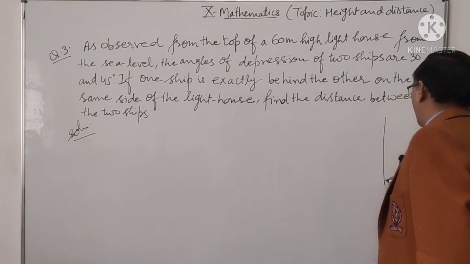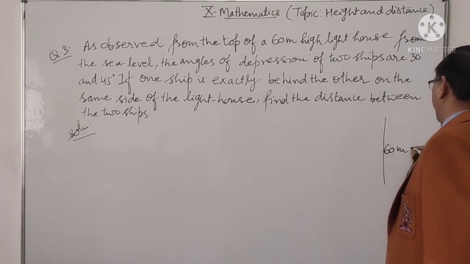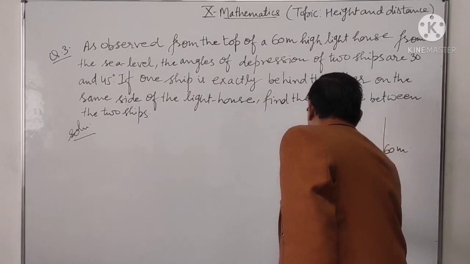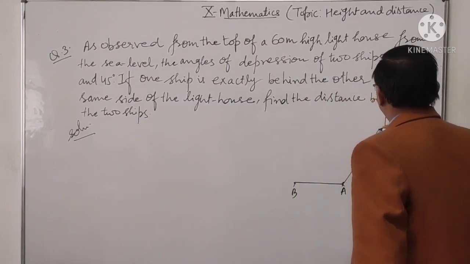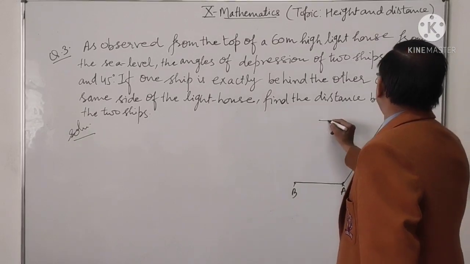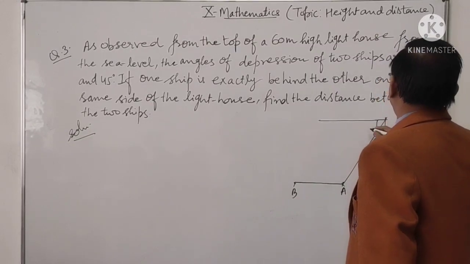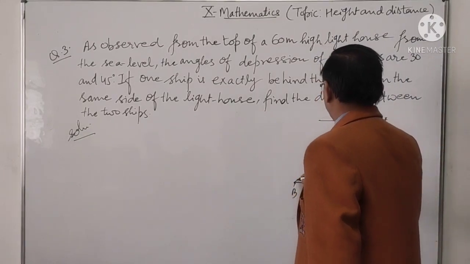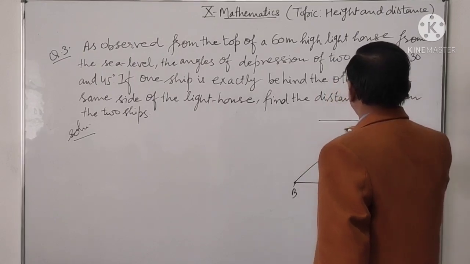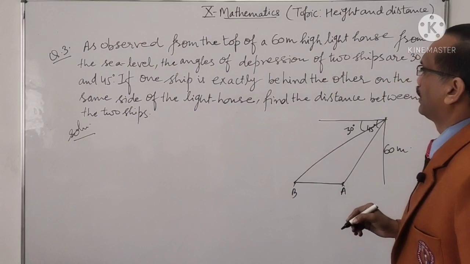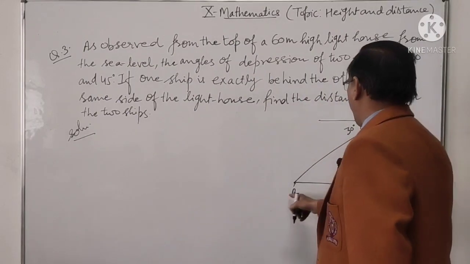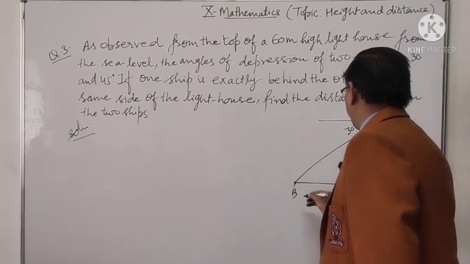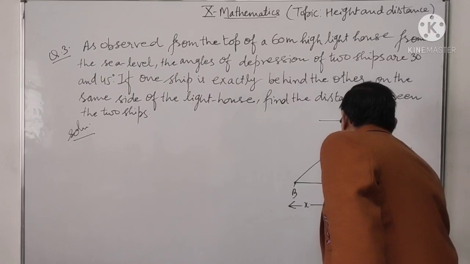There is a lighthouse, its height is 60 meters. There are two ships, one is A, another is B. The angle of depression is 45 degrees for one and 30 degrees for the other. One ship is behind the other. Find the distance between the two ships. Let this distance be x.